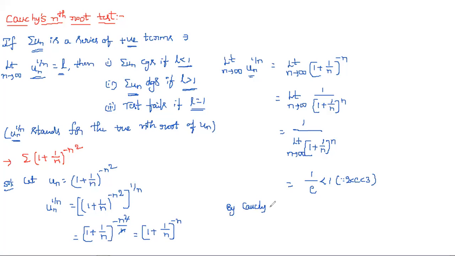And the very important thing is the final conclusion. When you are writing the conclusion, you need to mention clearly by which test you are writing it. So by Cauchy's nth root test, the given series, summation u_n, is convergent. This is the one.